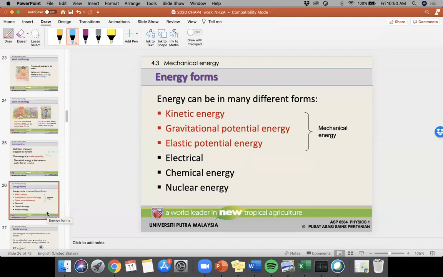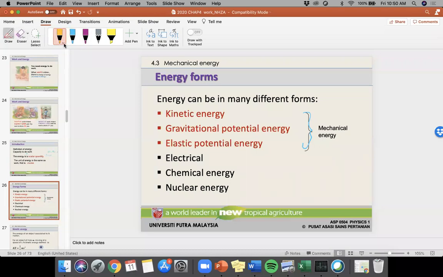Energy can be in many different forms, such as kinetic, gravitational potential energy, elastic potential energy. Yes, question? So these are mechanical energy, moving energy. Kinetic is moving, gravity, bukan moving sangat lah. Kejap je nak cakap mechanical ni. How do I explain mechanical energy? Sebenarnya moving. But how do I explain this part? Okay, the energy increases or decreases with movement.